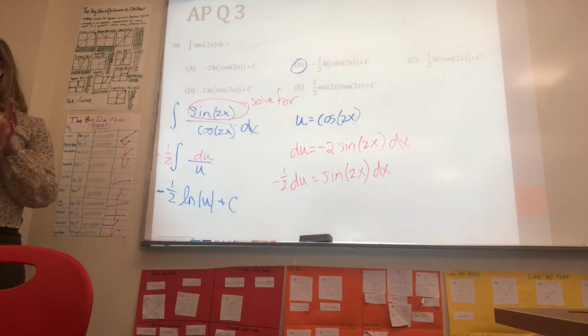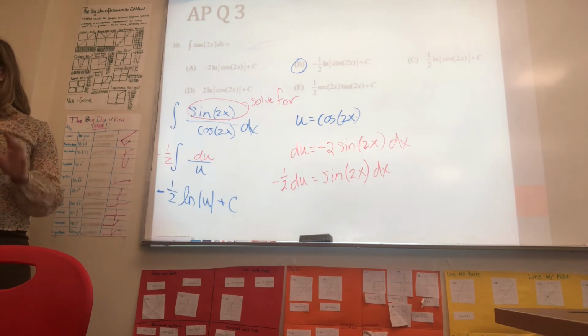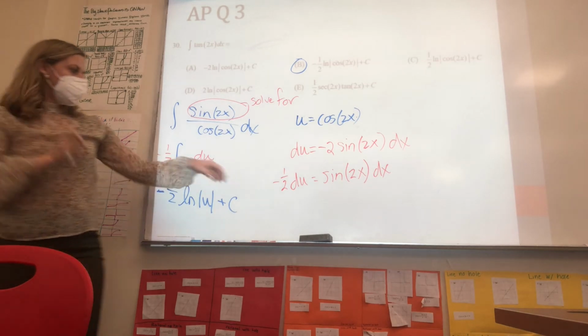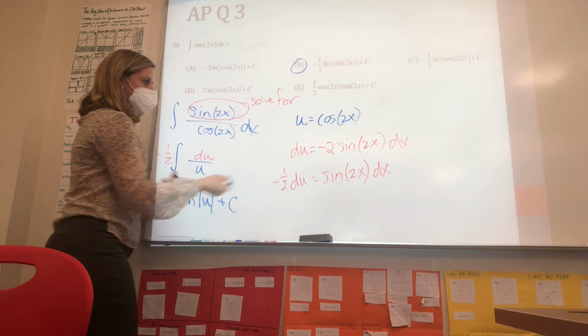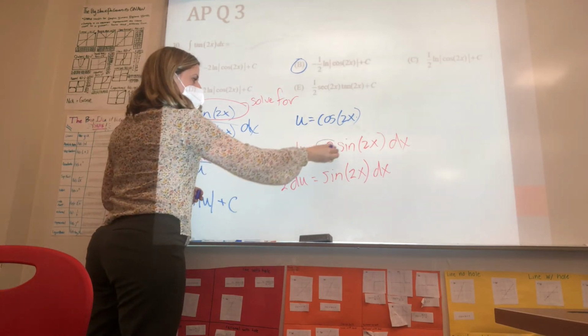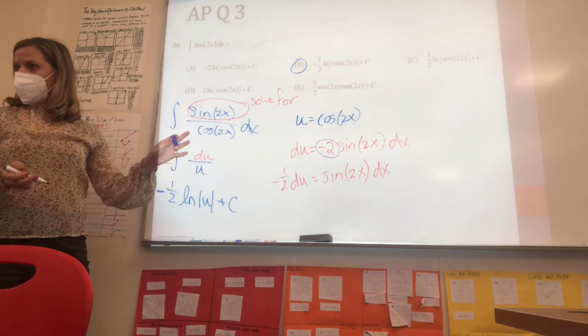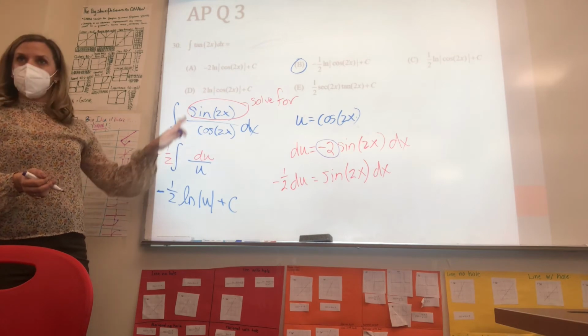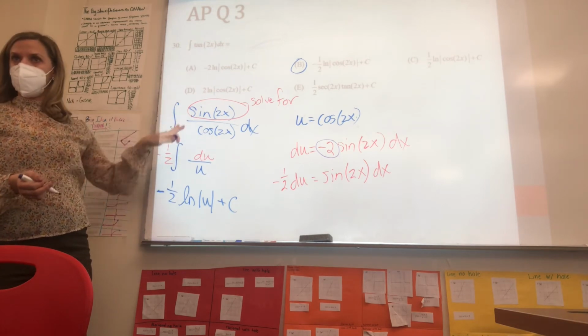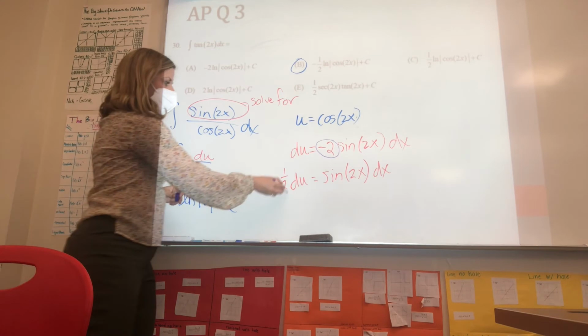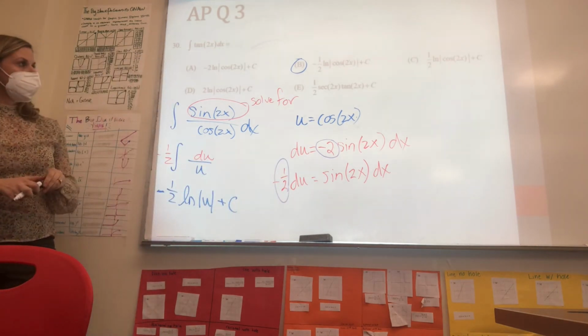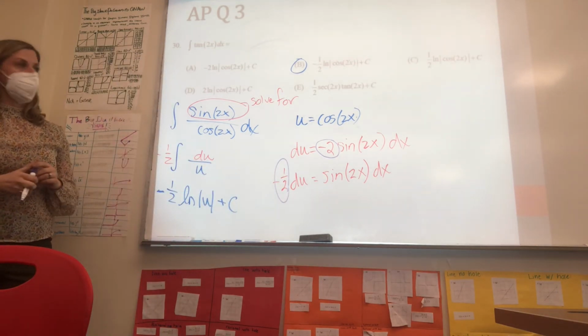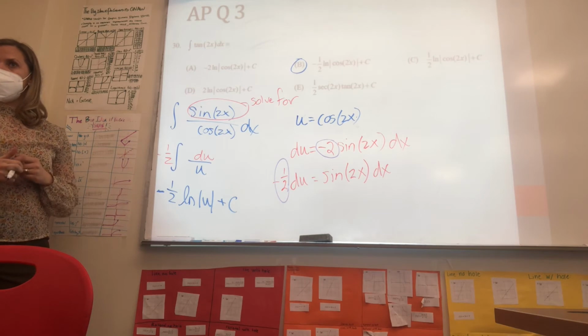Can we just look at some multiple choice strategy real quick? See how right here I saw there was a negative 2 in my du, right? There's no negative and no 2 out in front of my problem. So that means there's going to be a negative a half out in front. There is only one answer with a negative half. So we don't even have to solve it.